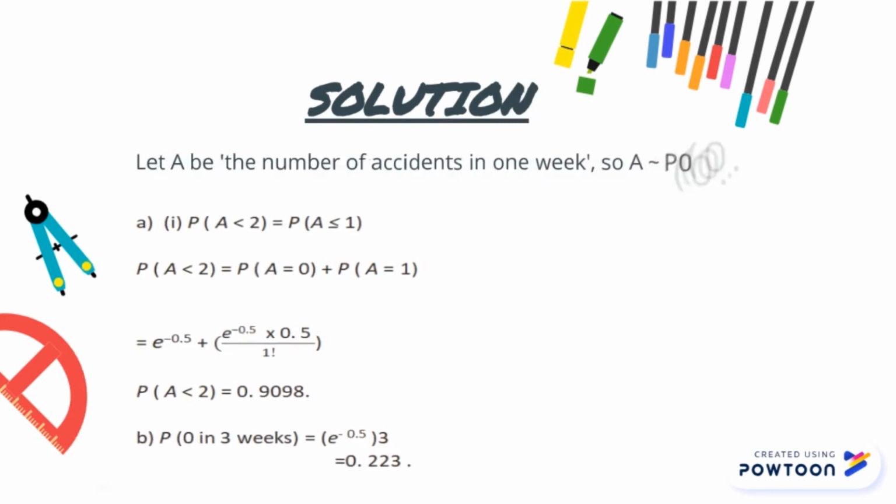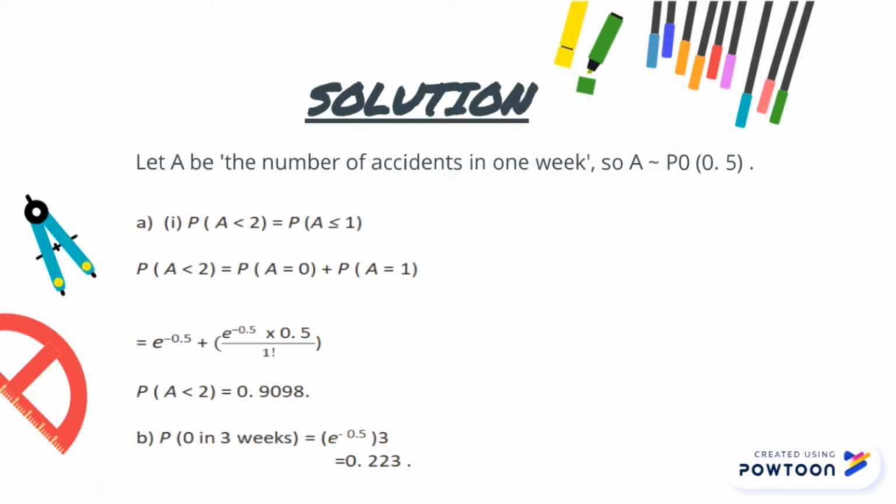Okay, for the solution, we are given the value of lambda, which is equal to 0.5. From the question, there will be less than 2 accidents, which means that x is less than 2, which is x equal to 0 plus x equal to 1. So we just find the values for x equal to 0 and x equal to 1. When we have found the value for each, we just add them and we get the answer of 0.9098.